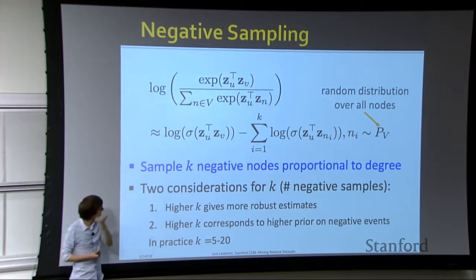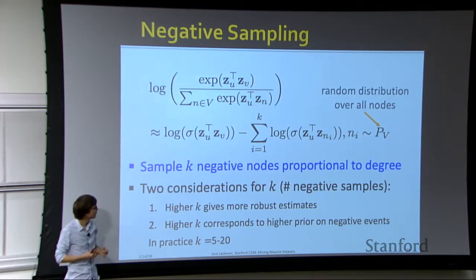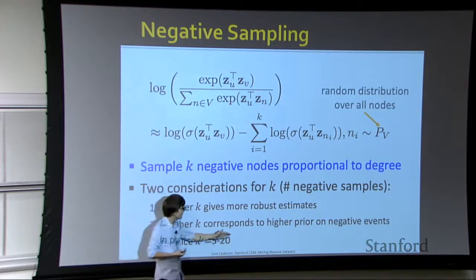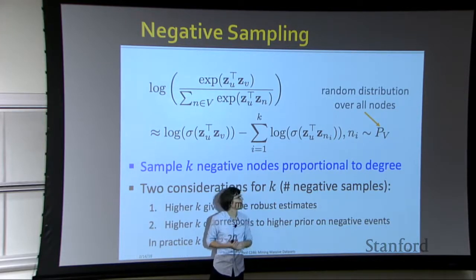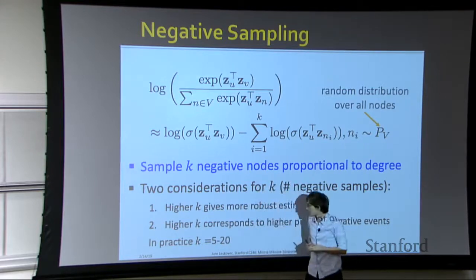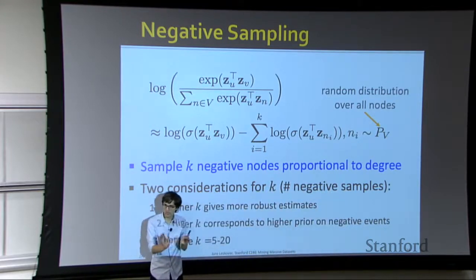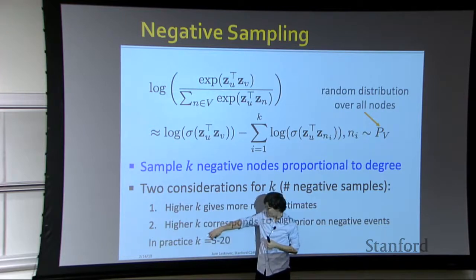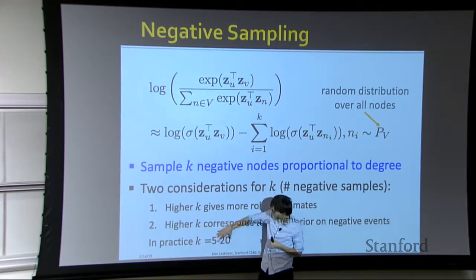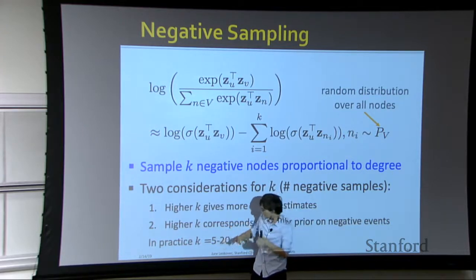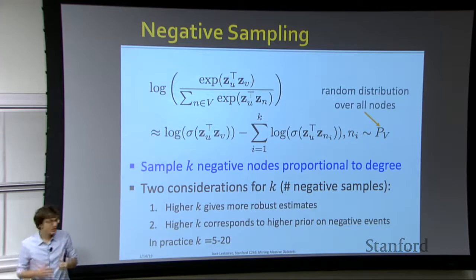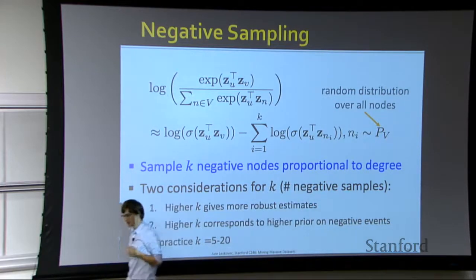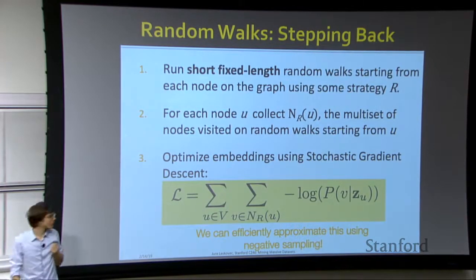And as I mentioned, you were asking me, how do you pick k? Higher k gives you more robust estimates, but higher k corresponds to higher prior on negative events, right? This summation here will be bigger and bigger. So what people do in practice, if neighborhoods are of, let's say, size 5 or even less, is choose k between, let's say, 5 and 20, where 5 is super low and 20 is more what people like to choose. So a number of negative samples around 20 is a good ballpark number. The important thing is we want to sample them proportional to the degree, okay?